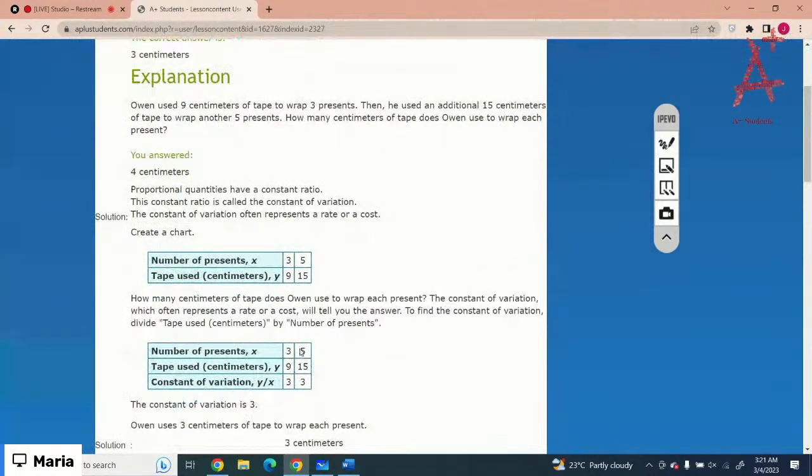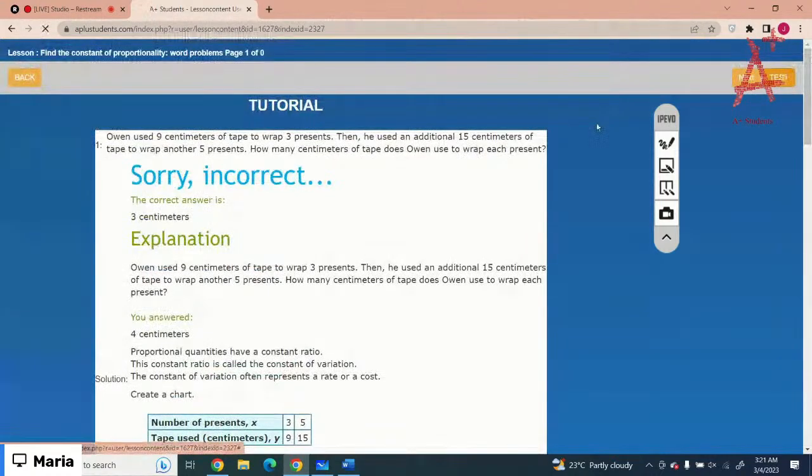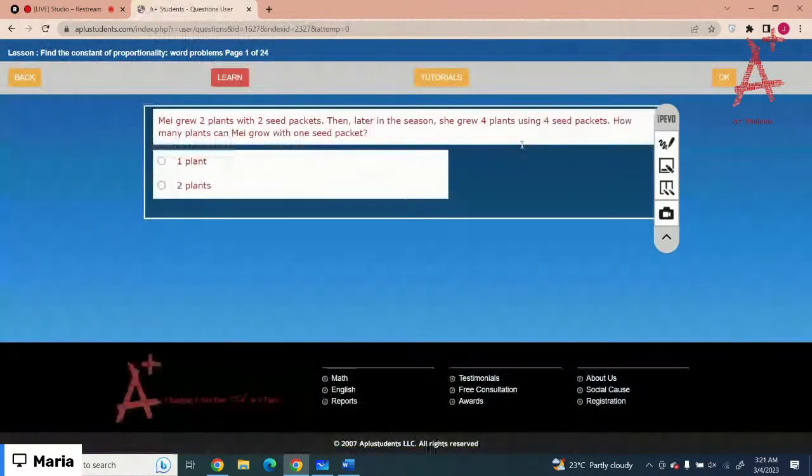So it would be 9 over 3 and 15 over 5. So in both cases, they are 3. That means the constant of variation is 3. That means each present can be wrapped by 3 centimeters of tape. Got it? Let's just start with the test questions. Okay.